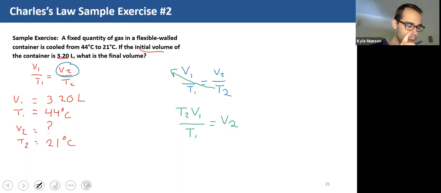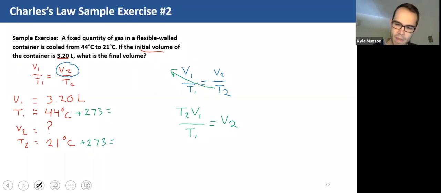Well, first, remember that the relationship between volume and temperature is for absolute temperature. So anytime you're doing a problem with Charles' law, or in a few videos, we're going to see an example of the combined gas law, you should convert all of your temperatures to Kelvin. You should just get in that habit. So we add 273 to convert to Kelvin.